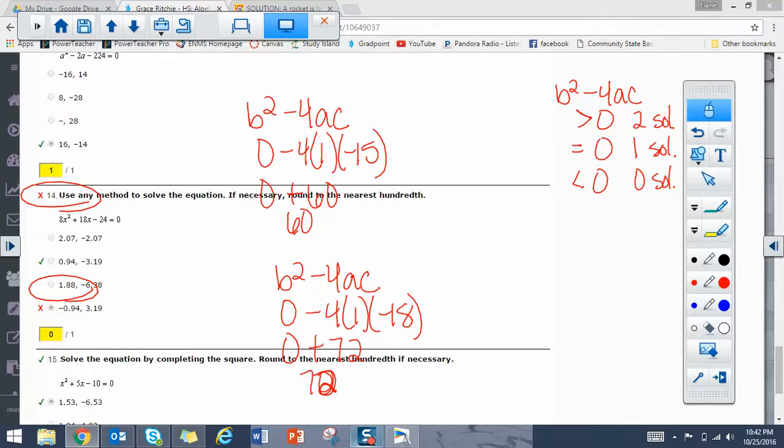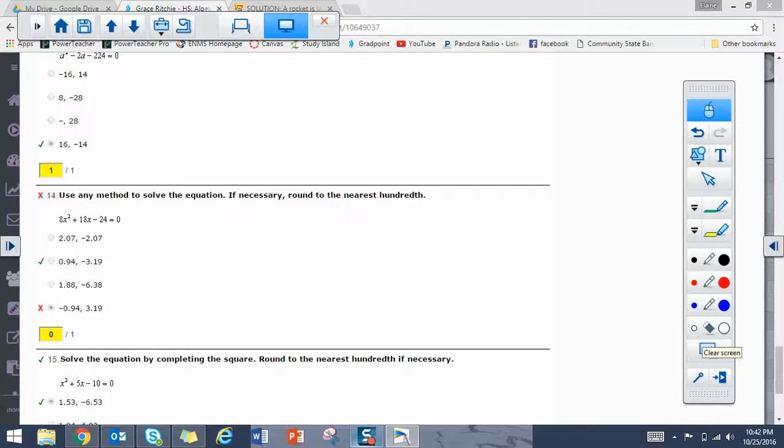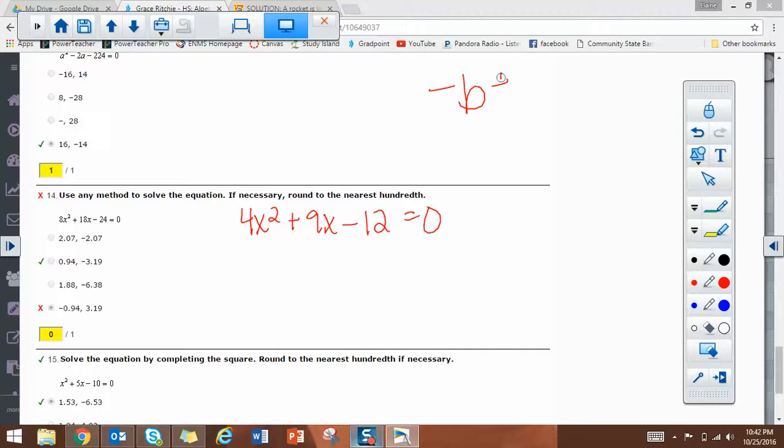And number 14 says use any method to solve. So the first thing I notice is that all of these numbers are divisible by 2. So that would be 4x squared plus 9x minus 12 equals 0. And looking at this, the numbers are a little big to try to do factoring. And then I look over here, I see all my answers are decimal, so this is probably definitely a quadratic formula. So let's write the quadratic formula again.